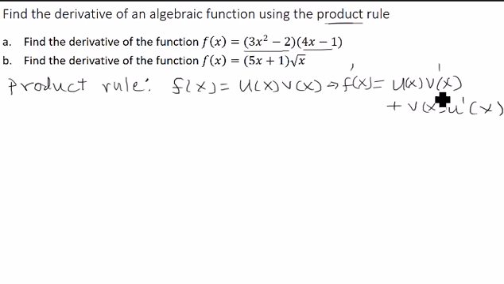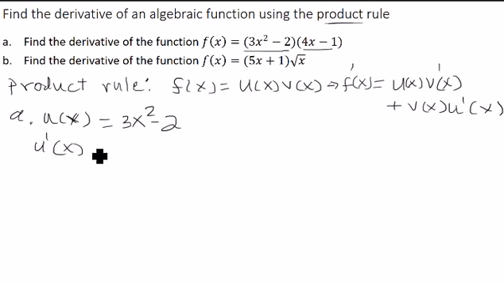So part A, you have u of x. You can always think of u of x as the first expression and v of x as the second expression. So u of x equals 3x squared minus 2. And u prime of x is going to be the derivative of this thing, which is 3 times 2 x to the power 2 minus 1. So that's going to be 3 times 2x minus 0. So that's going to be 6x.